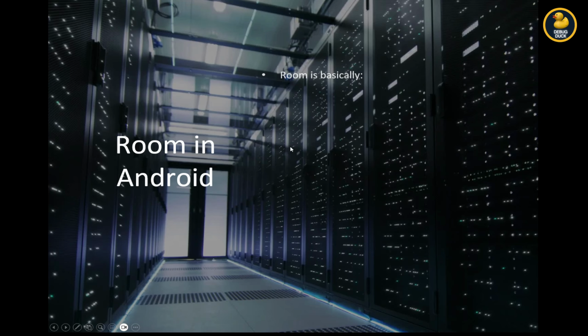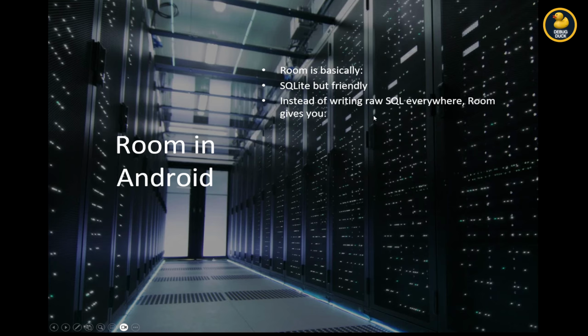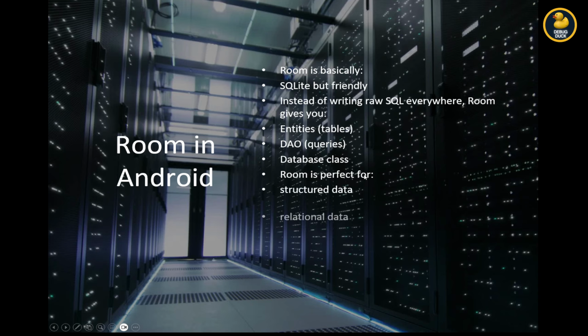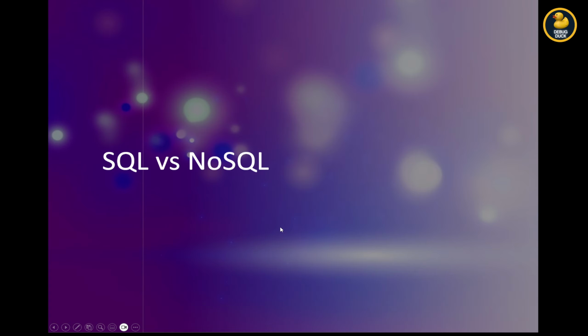Room in Android. Room is basically SQLite but friendly. Instead of writing raw SQL everywhere, Room gives you entities, which means tables in your database, and DAO, data access object, the queries, and the database class. Room is perfect for structured data, relational data, and long-term storage.